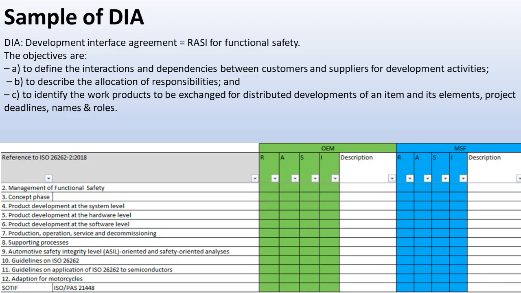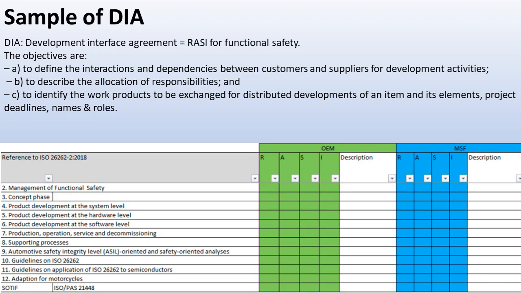For example, R is the person who does hands-on work on the given project, and I is somebody like a project manager or project leader who is informed about the progress of the project. Now, the objectives of this DIA are the interactions and dependencies between customers and suppliers for development activities. So, where exactly is the customer dependent on the supplier, and in which aspects is the supplier dependent on the customer. All these things will be clearly defined and mentioned in black and white, so that there is no further ambiguity in the future.